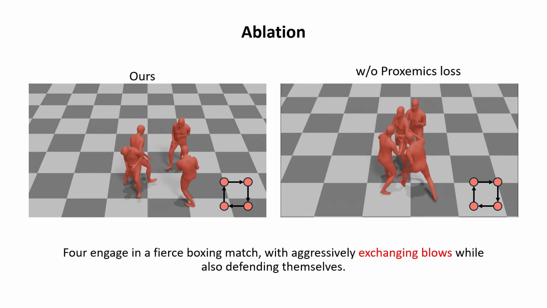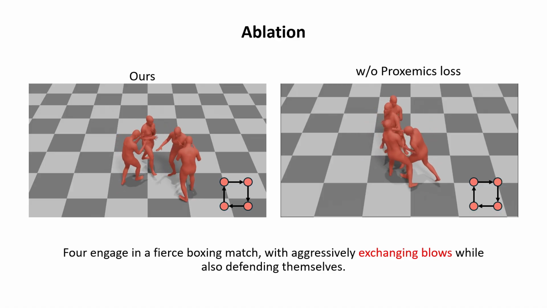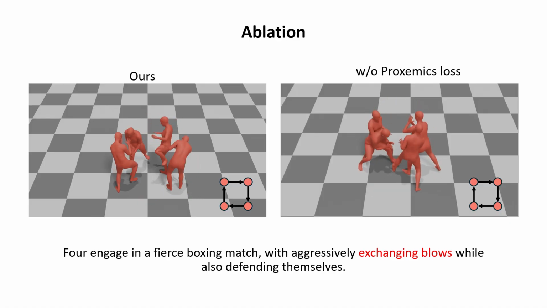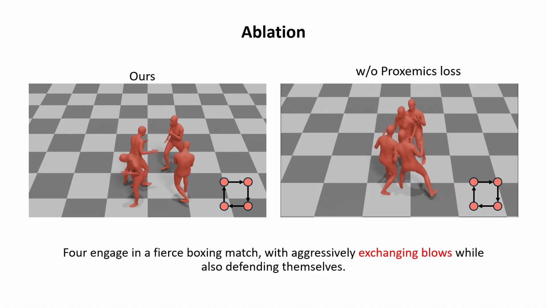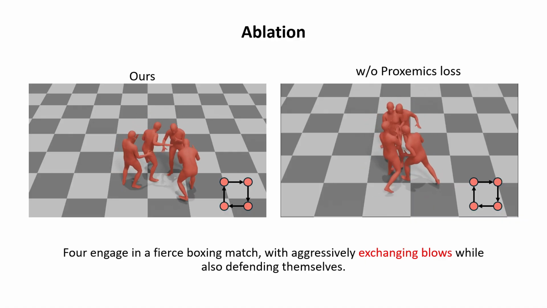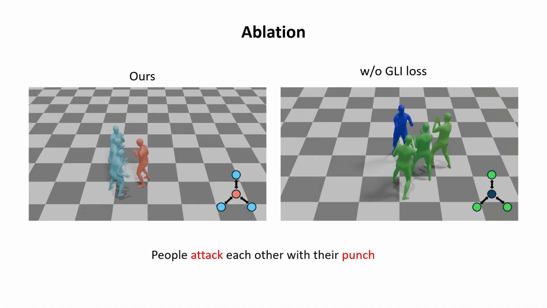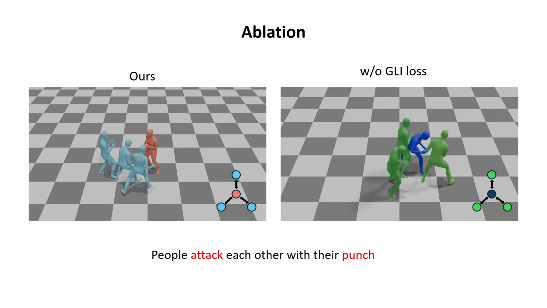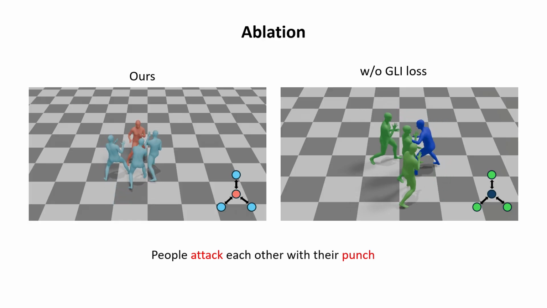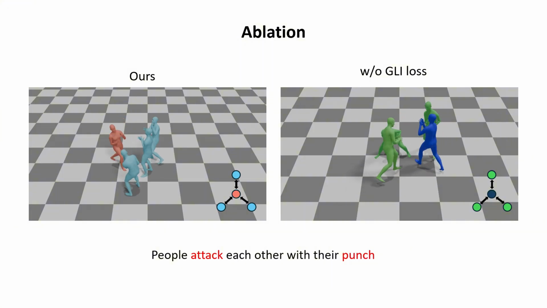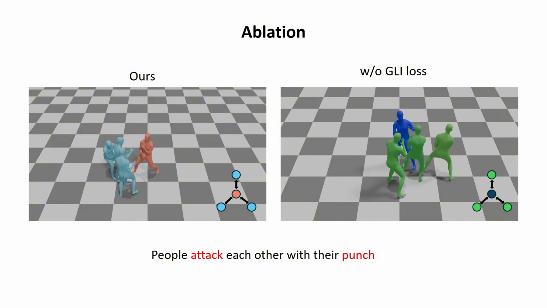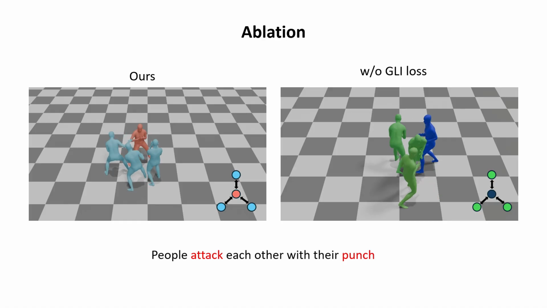Subsequently, we show the ablation study of our two optimization losses. As we introduced just now, the proxemics loss plays a very important role in our graph-driven sampling process. GLI loss also plays a crucial role in reducing severe penetration in multi-person interactions, especially for very close interactions.